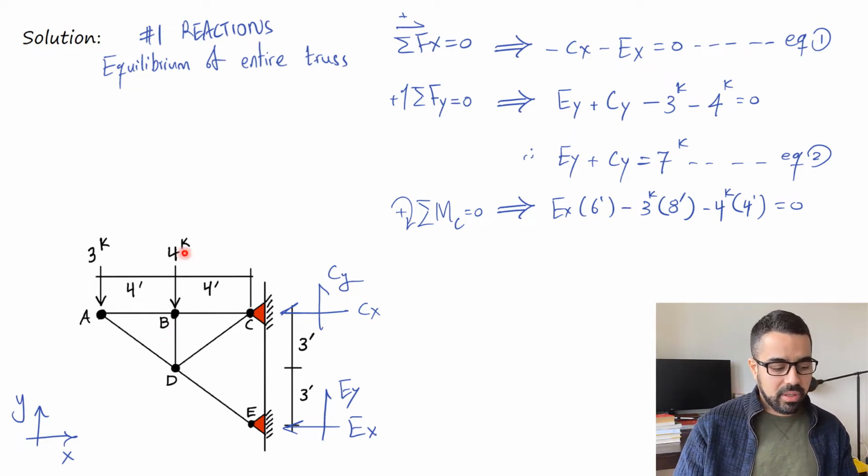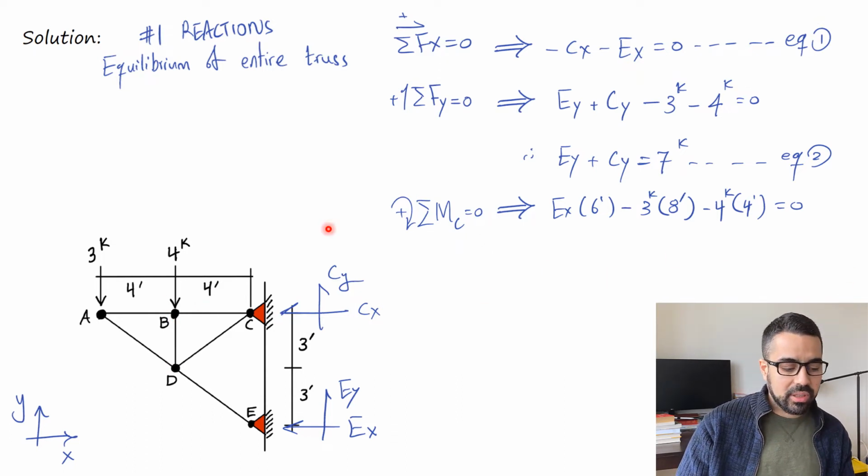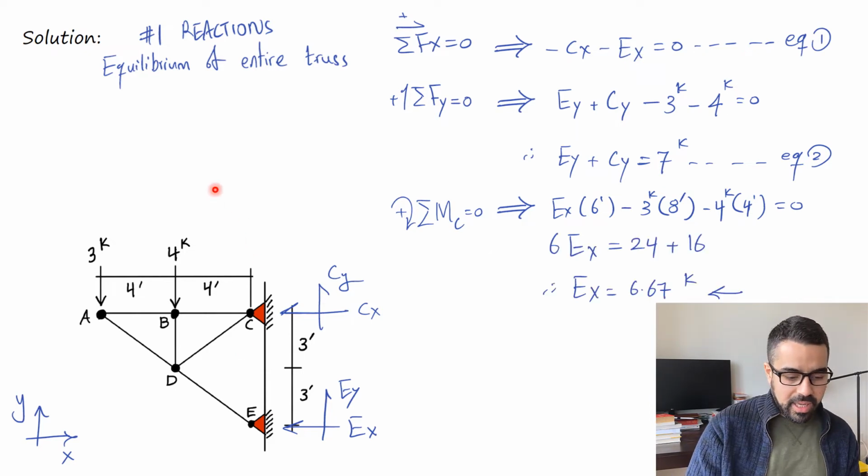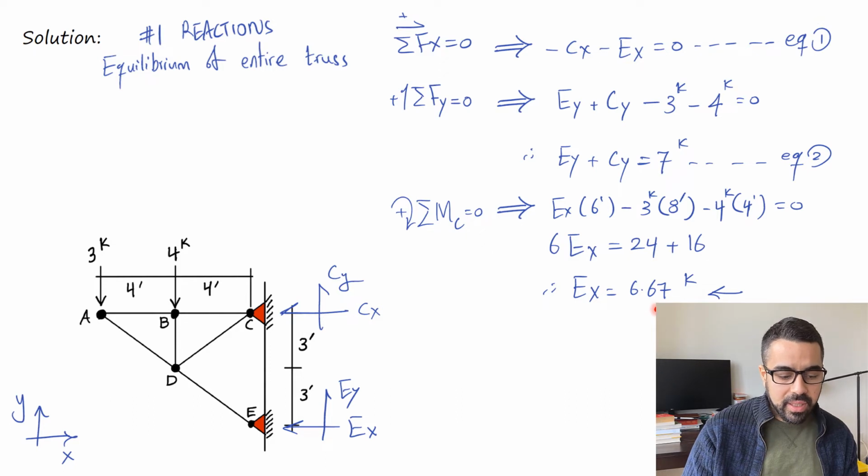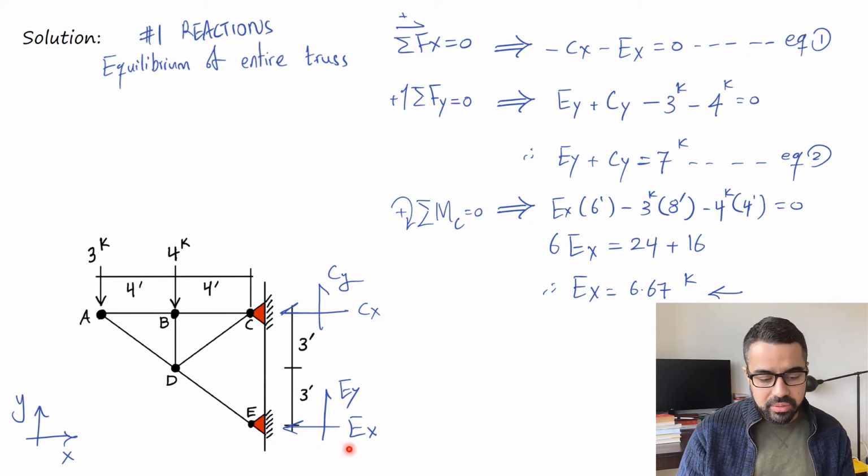Again, the same with 4. The 4 is the force, and then times 4 is the distance. It is counterclockwise. It's going that way, that way. So doing that, that's going to give us basically Ex equals 6.67. It is positive. Our assumption is right.